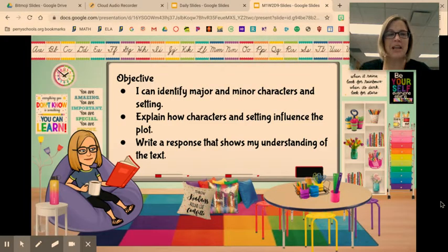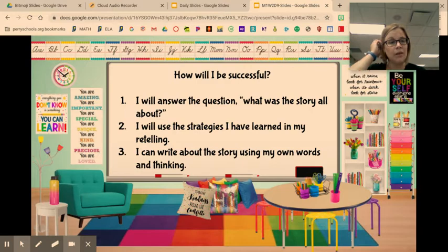For your objective today, you will identify major and minor characters and setting, explain how characters and setting influence the plot, and write a response that shows my understanding of the text. You will be successful because you will be able to answer the question, what was the story all about? You will use the strategy that we've learned in your retelling, and you can write about the story using your own words and thinking.